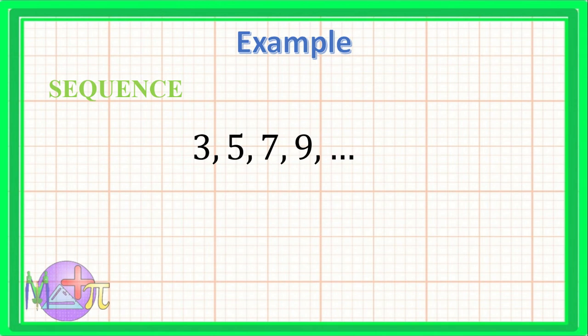So, an example of a sequence. As you can see here, we have 3, 5, 7, 9, and so on and so forth. We have the first term, which is 3, the second term, third term, and the fourth term. Then we have the three dots, or what we call ellipses. So, that is infinite. Ibig sabihin, it takes forever, kumbaga.